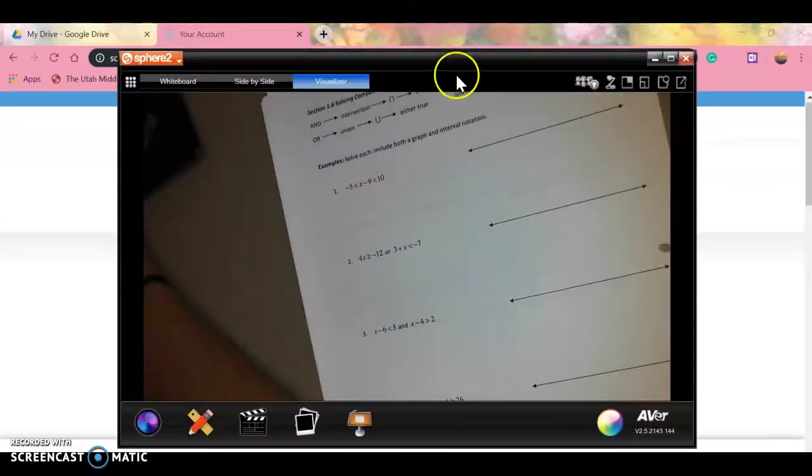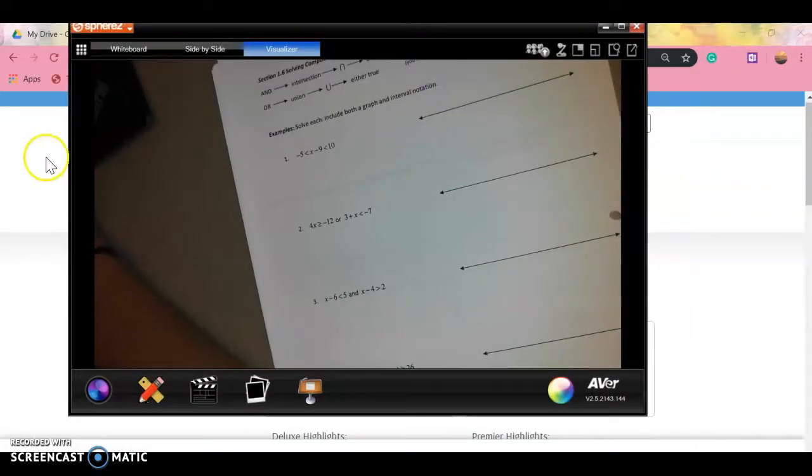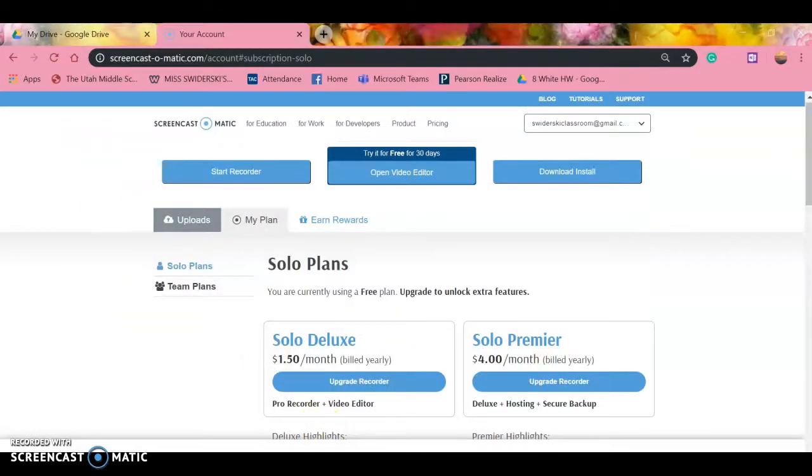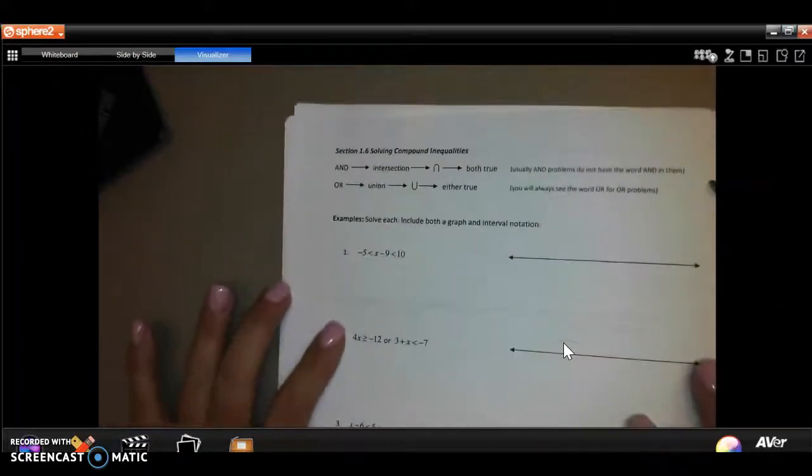Alright guys, so today we're going to do something new, and I am going to use this lovely, awesome, let's see if I can get it, there we go, this document camera to take our notes.